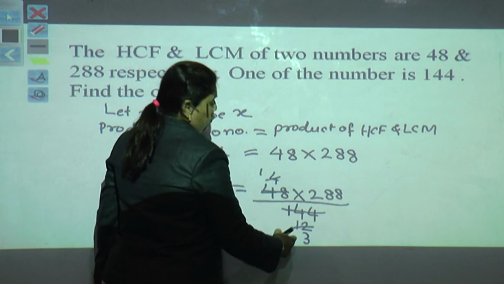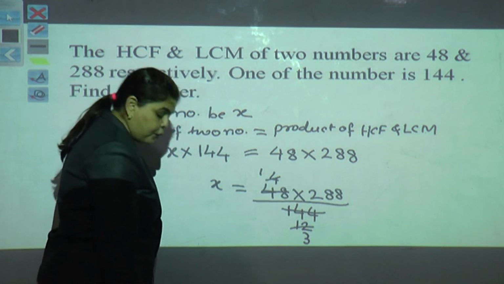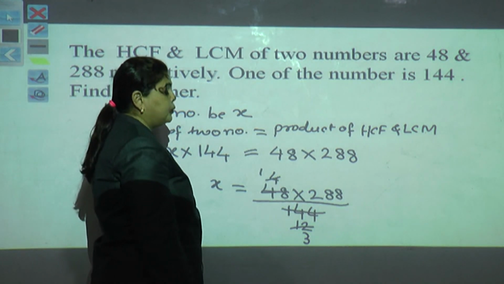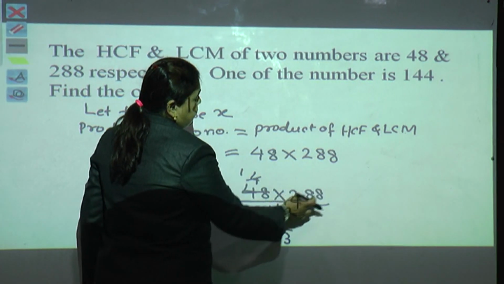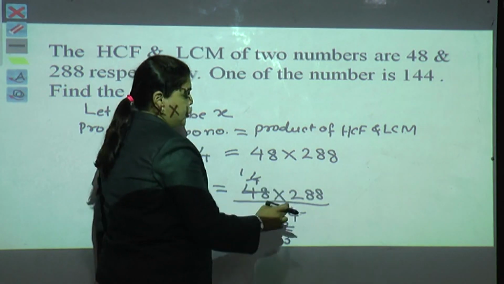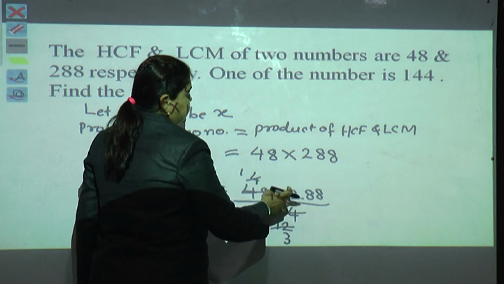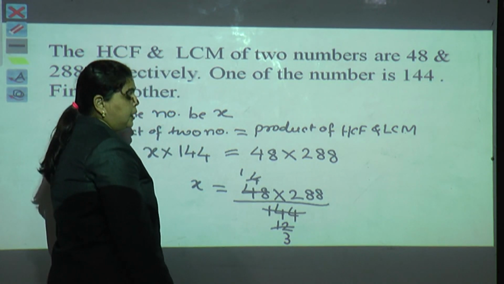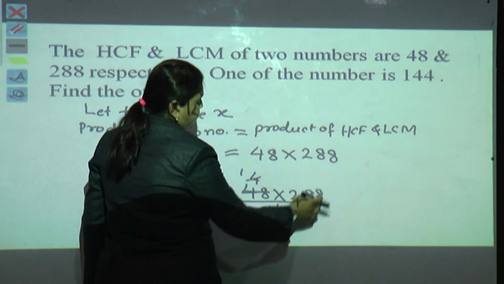Now you know the divisibility rule of 3? The sum of the digits should be a multiple of 3. We will try this with 288. 8 plus 8 is 16, 16 plus 2 is 18. Do we get 18 in the 3 table? Yes, 6 3s are 18. So we can divide by 3.